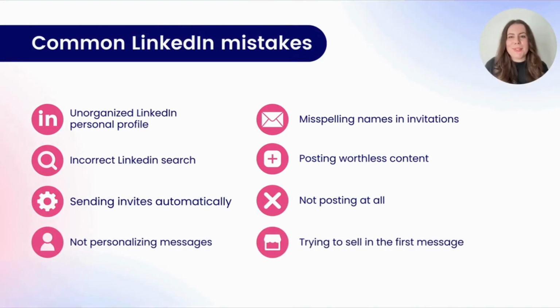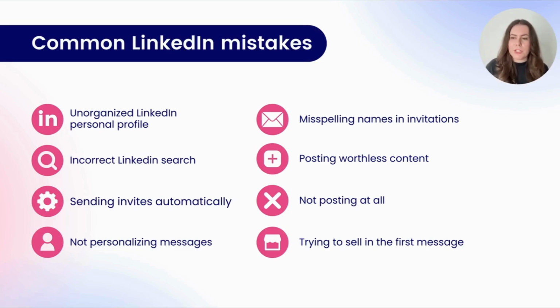And of course, when it comes to LinkedIn, there are some mistakes that people make, and here are a couple of them that I want to highlight. First of all, an unorganized LinkedIn profile. I think we covered that multiple times now. Incorrect LinkedIn search. Remember that there's also the all filters function, which gives you many more filters to search people by. Sending invites automatically. There are a lot of third party tools that you can use to send invites, so you must be careful and cautious about using those tools because sometimes users get banned. If you're using one of those tools, just be cautious, don't overuse or abuse it, and you'll be fine.